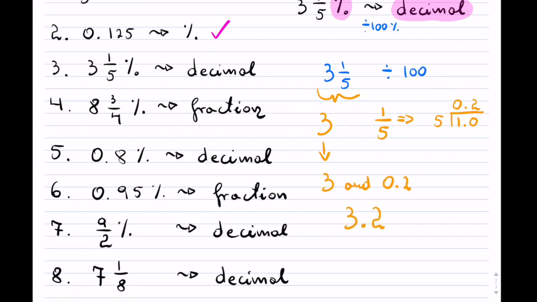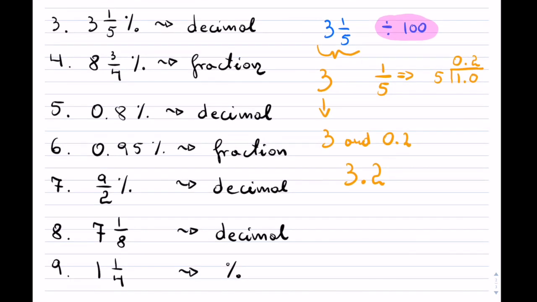Now I cannot forget that I want to divide by 100. But remember, what is division by 100? It is simply shifting the decimal spot over. So my answer would be 0.032. That would be its equivalent of the decimal.